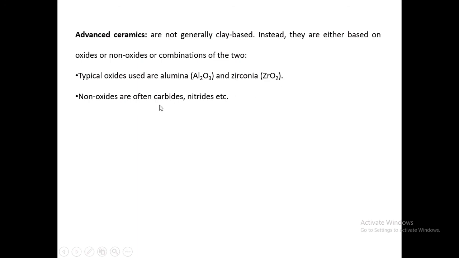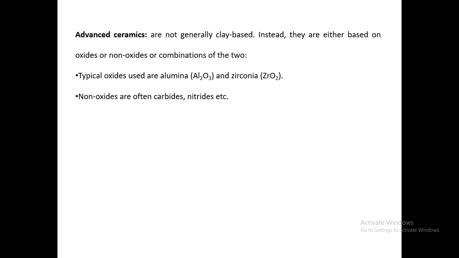Coming to non-oxides, examples are carbides and nitrides. For the nitrides, an example is cubic boron nitride. It is the hardest material next to diamond. It is used for cutting tools and as an abrasive in grinding wheels. Titanium nitride is used as a coating material on cutting tools. Silicon nitride is used for high temperature applications such as automotive engines, gas turbine components, turbocharger rotors, bearings, etc.